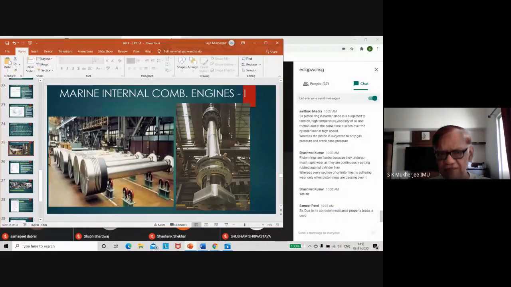And this is only possible or only allowed in engines. It is not allowed in air compressors or in your refrigeration and air conditioning compressors. So why is that? You will have to find out the answer. Okay. The lower part is the piston rod. And then this whole piston is held up by a crane. And this is the piston rod.